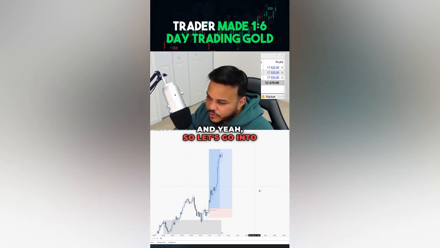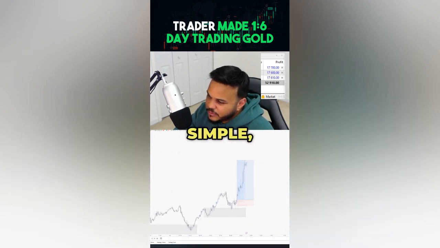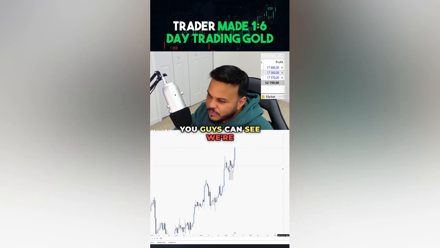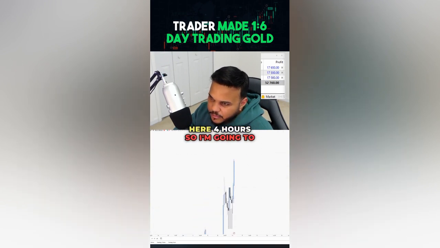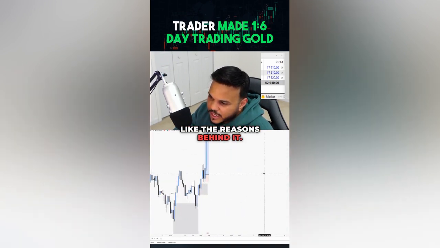And yeah, so let's go into the analysis behind the trade. Pretty simple setup. You guys can see we're bullish here on the 4 hour. I'm going to make sure you guys can understand the reasons behind this. You can see here we have a break of structure in 1 hour. Then one more time we have a break. Then we have this 1 hour order block.